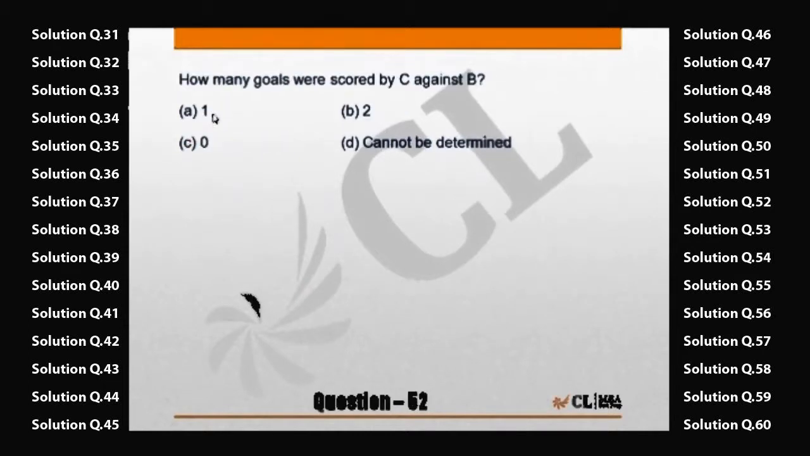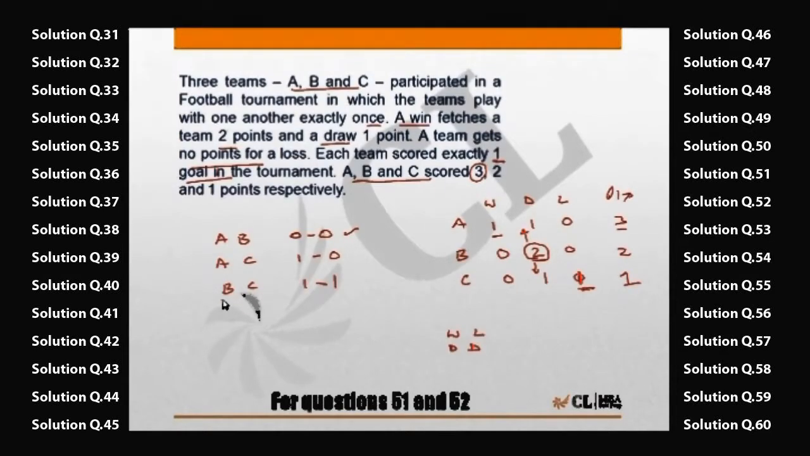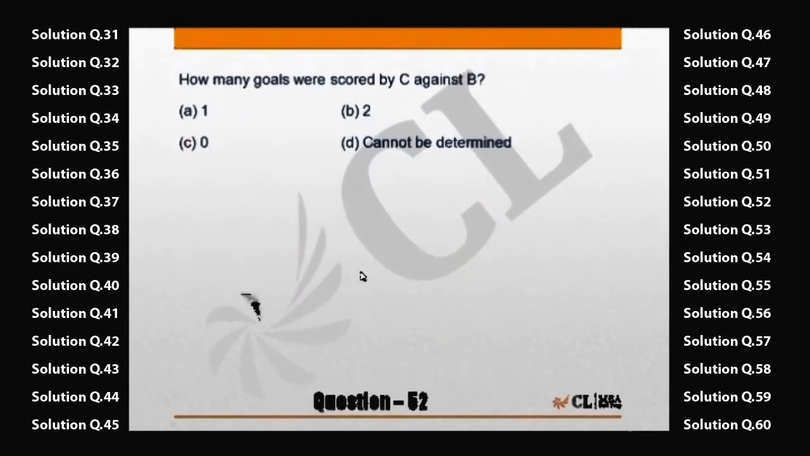Next question. How many goals were scored by C against B in the BC match? Just to remind, BC match was 1-all draw. Okay. So in the BC match we have a 1-all draw. So it is a 1-1 thing, BC. So C has scored 1 against B. Okay. So correct answer, choice A.